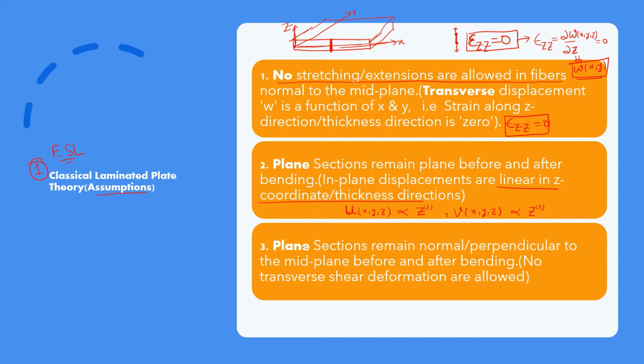The third one: plane sections remain normal or perpendicular to the mid plane before and after bending. If they remain perpendicular after bending as before bending, then it states that no shear deformation occurs. So no shear deformation means gamma xz equals 0 and gamma yz equals 0. This assumption states this. So the shearing strains along xz and yz are equal to 0.